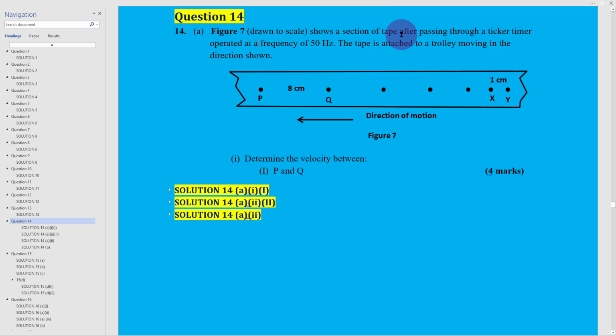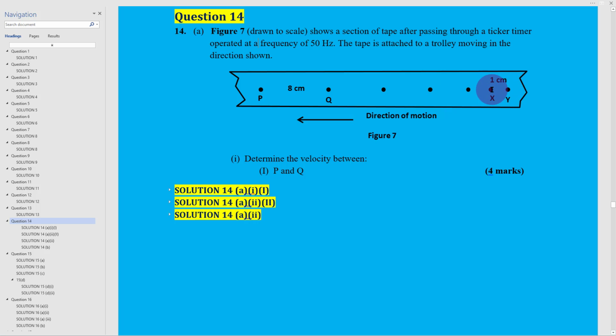So it shows a section of a tape after passing through a ticker timer operated at a frequency of 50 Hz. This is important because it allows us to calculate the time taken by this ticker timer to cover the distance between any 2 dots. So 1/50, which is the periodic time, gives you 0.02 seconds. So this object takes 0.02 seconds to travel through a distance equal to this much. It also takes 0.02 seconds to travel this distance here.